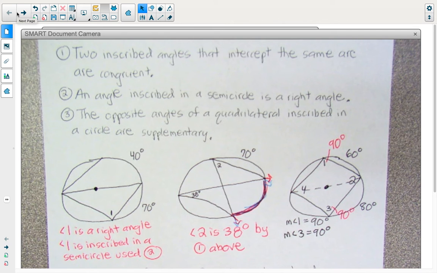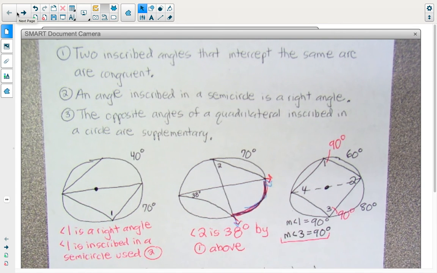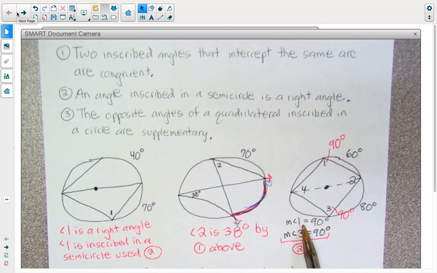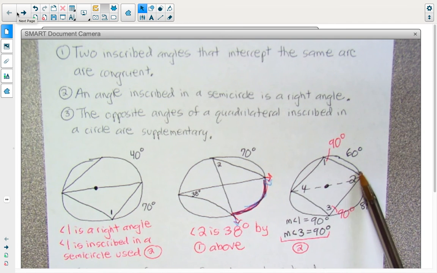And I know those two by number 2 above, corollary number 2. I got that 1 and 3 are both 90 degrees from an angle inscribed in a semicircle. The dashed line is cutting my circle in half. So angle 1 is inscribed in a semicircle and angle 3 is inscribed in a semicircle. Very similar to the first problem that we did over here. So that'll help me find the supplements that I'm looking for. That'll help me find the measure of angle 2 and the measure of angle 4.